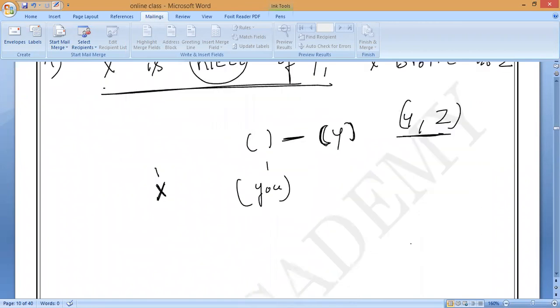So X has parents, correct? So that parent is a sibling of Y, like your aunt or uncle. Do you understand? X is niece of Y. Niece means female. X is niece of Y. Do you understand? Any doubt?